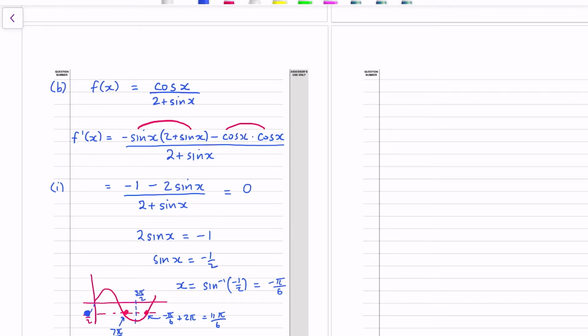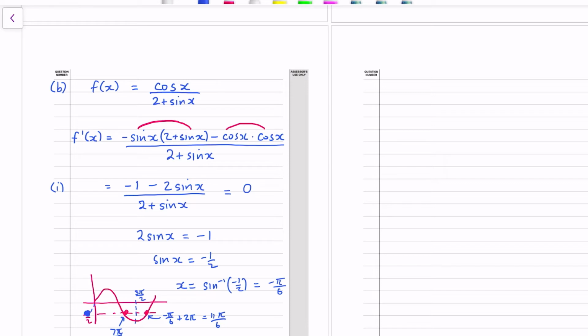Or you cheat and you just make a graph of it on the graphics calculator and then work out what the decimals are as exact values. The question does ask us for exact values of x. So our two stationary points, turning points, x equals 7 pi over 6, x equals 11 pi over 6, and asks for the coordinates of them.